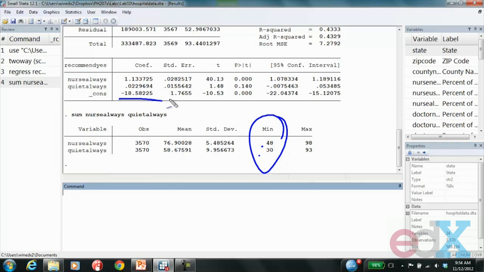But we know that our outcome is a percent, so it doesn't make sense to have this negative percent. You can't have negative percent of patients recommending our hospital. So it really makes absolutely no sense to interpret the intercept in this case because we're extrapolating beyond the range of our data.